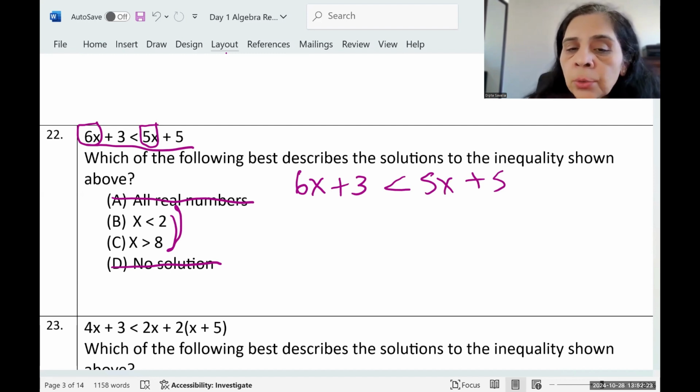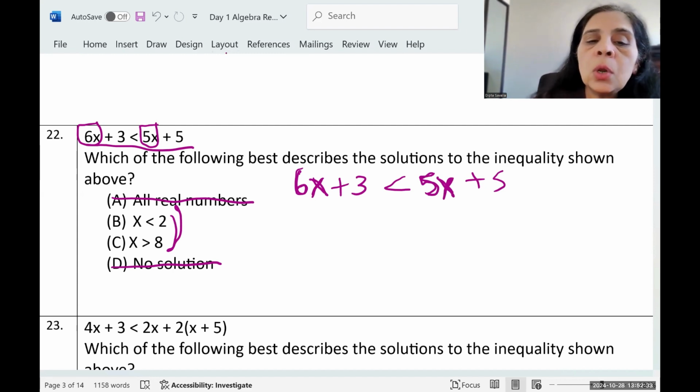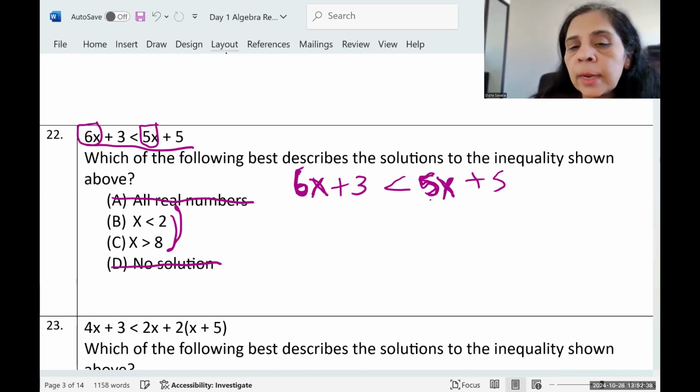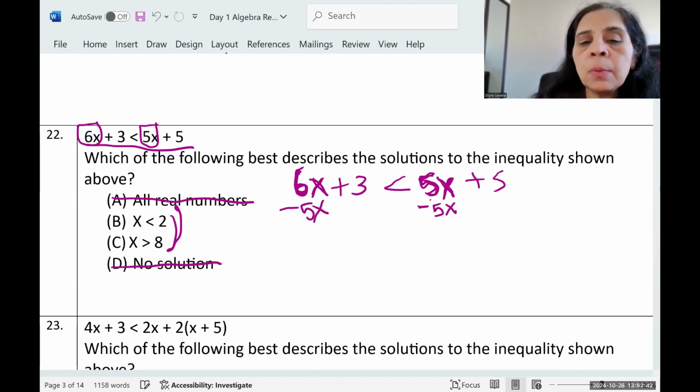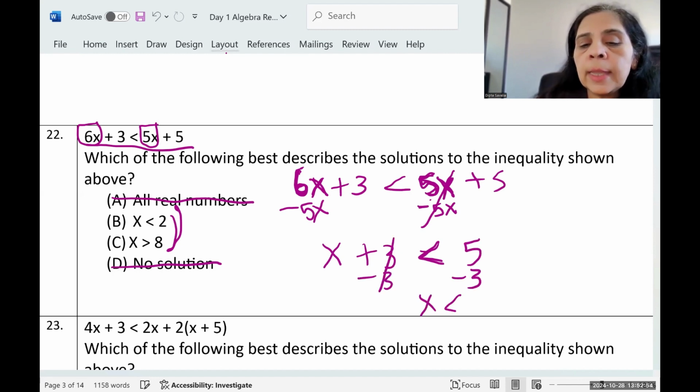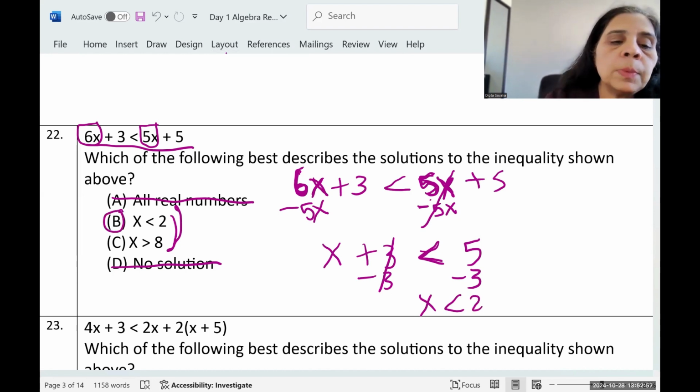So what I will do here, we have the variable on both sides, right? So I will try to keep away the negative coefficient. Whichever is the lowest coefficient, here is 6x, here is 5x. Which one is lowest? 5x, right? So I will remove that. So I will end up with a positive coefficient of the variable. So I don't have to worry about flipping the sign, okay? Now we can subtract 3. So we can see x less than 2, which is B.